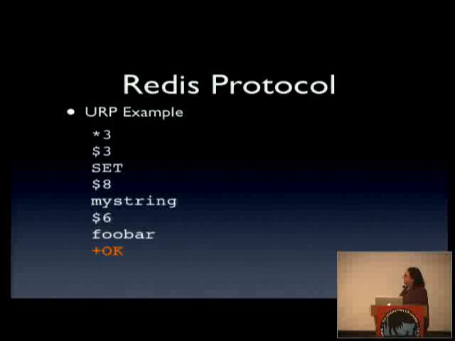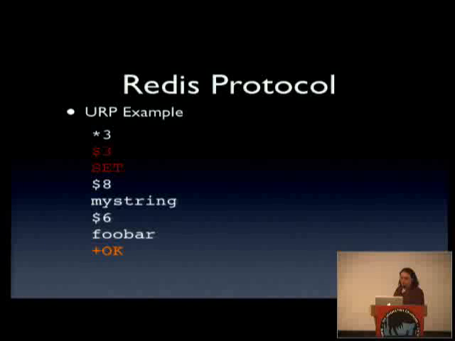So here's an example of how to use the URP, and we'll go over this line by line. The first line is *3. The star indicates that this is what's called a multi-bulk message. The 3 indicates that this message has 3 parts. And you'll see, so there's the *3. The first part is this part, which begins with a $ sign.